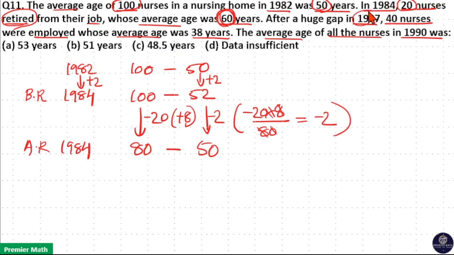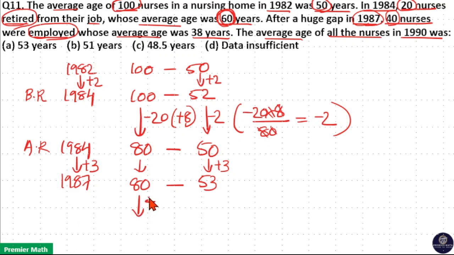Now, in 1987, 40 nurses were employed. So, I will consider before employing these 40 nurses. That is, in 1987, before employing these 40 nurses, there were 80 people. And the average age of these 80 people will become 53, because there is a 3-year increment, 84 to 87. So, the average also increases by 3. 50 plus 3, 53.